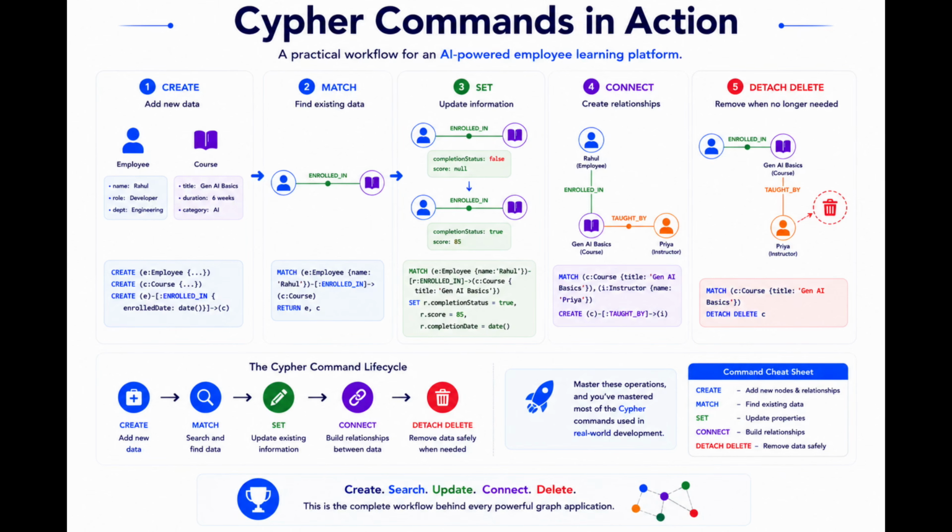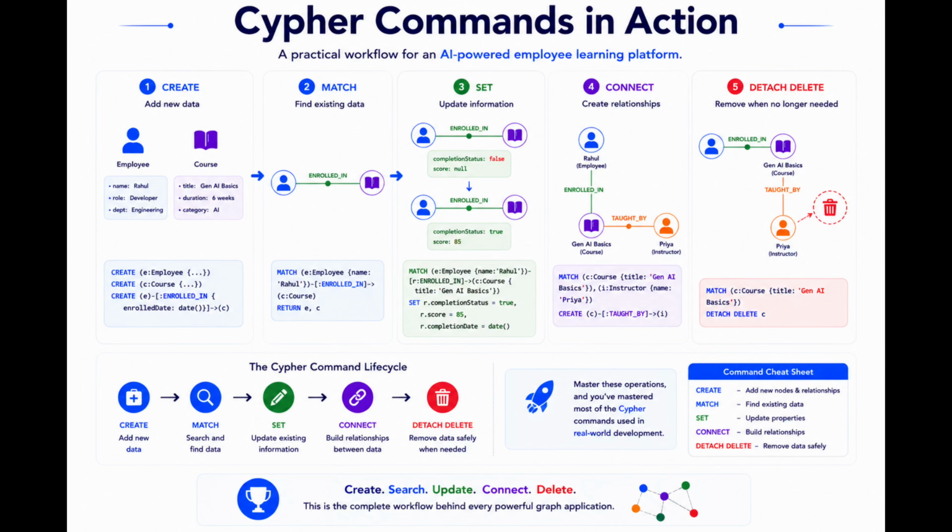Now let us see how all these commands fit together in a practical workflow. Imagine a company is building an AI assistant for employee learning. A new employee joins the organization. The application creates the employee node. It creates the learning course. It connects the employee to the course. Later, the employee finishes the course. The application updates the completion status. If the course is discontinued, it removes the course along with its relationships.